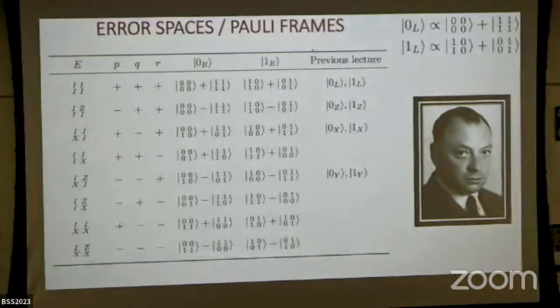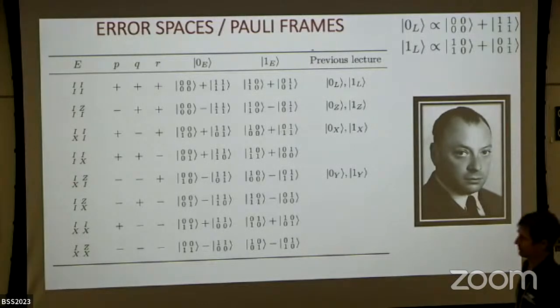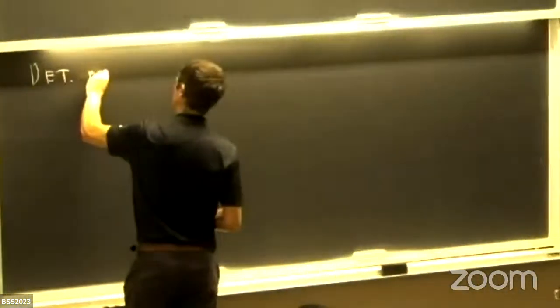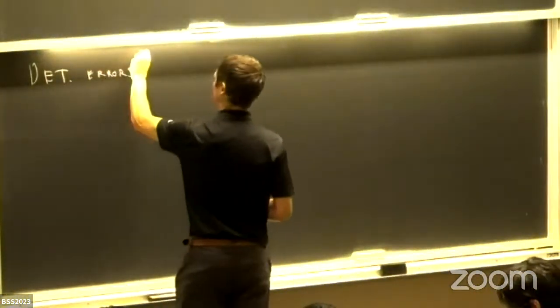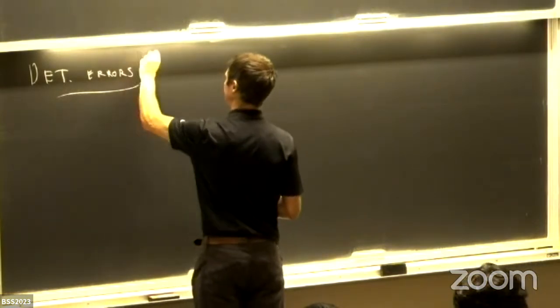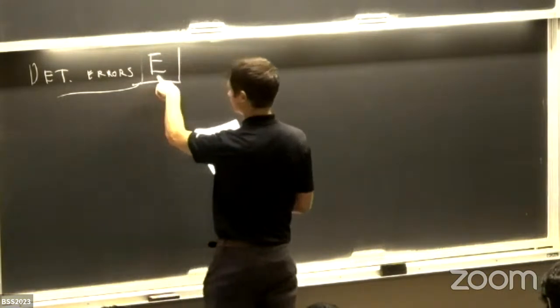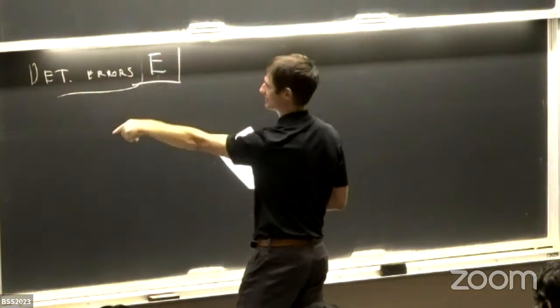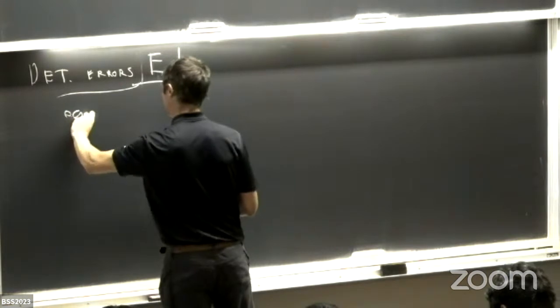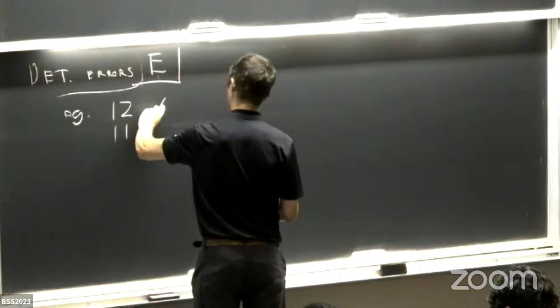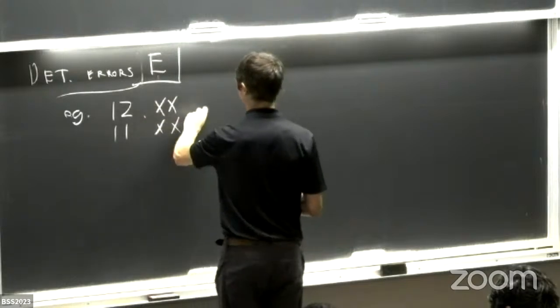Okay. So first, let's look at detectable errors. So I told you that these are called E. I told you that there exists some stabilizer generator that these anti-commute with. So for example, for the 4-qubit code, this detectable error anti-commutes with this stabilizer.